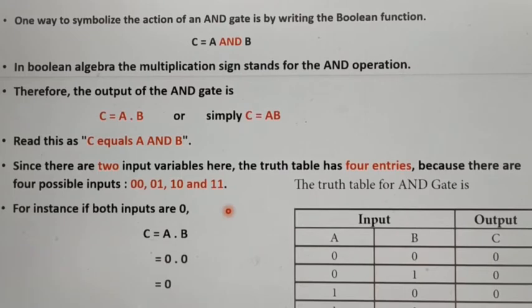Next we can see an example. For instance, if both inputs are 0, what is our output? Here C is equal to A and B. Here A is 0, B is also 0. In AND gate, if all the inputs are true, our output will be true. For all remaining possibilities, the output will be false only. Here both inputs are false, so obviously our output will be false only.